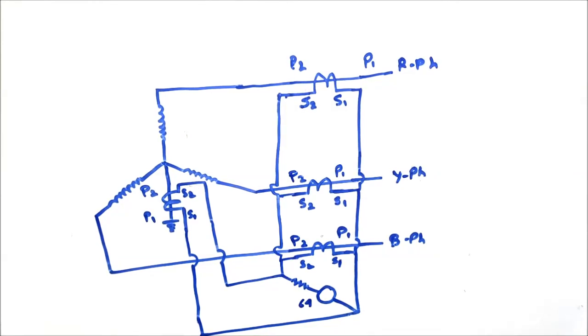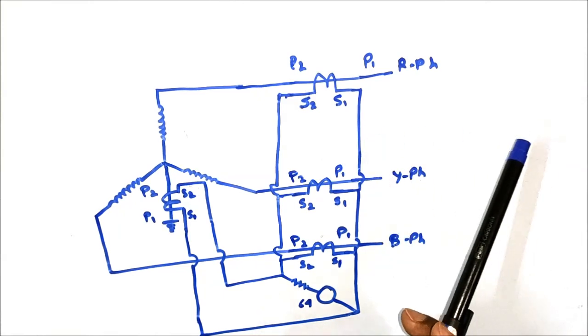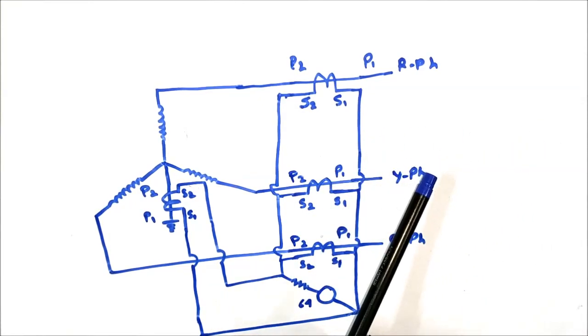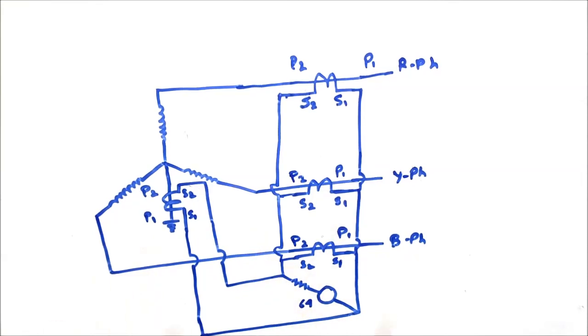Now I will check how the REF relay acts when a through fault occurs, that is a fault occurring outside of this restricted zone, and how the REF relay acts when a fault occurs inside the zone of the transformer.